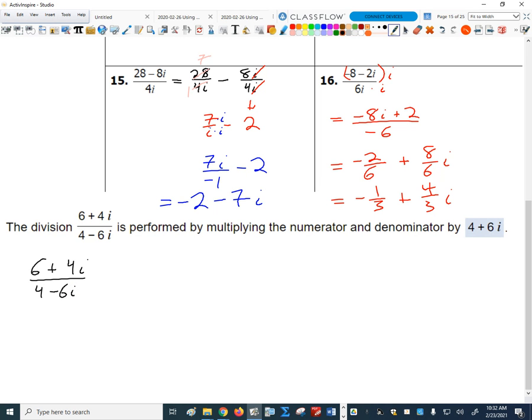Okay, and we're going to multiply this through by the complex conjugate of the denominator, top and bottom. Now, we already know what we're going to get on the bottom. What's it going to be? A squared plus B squared. Yeah, good. 16 plus 36. Good.